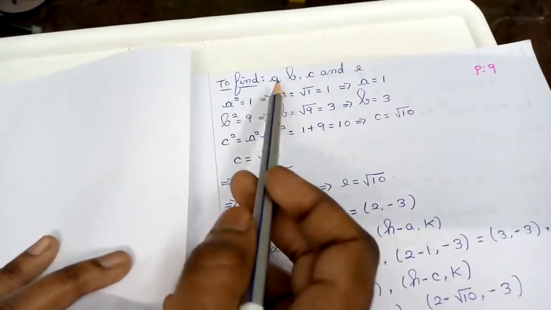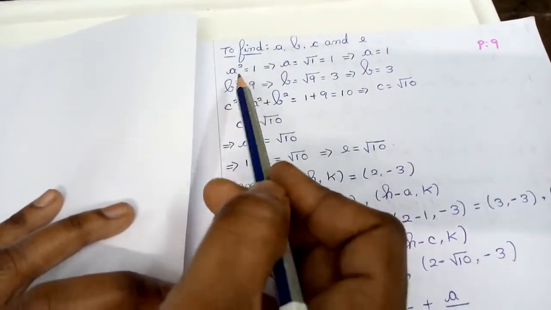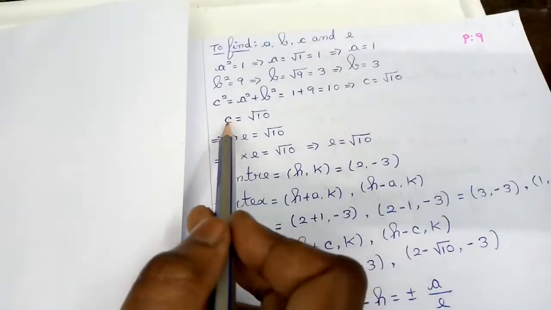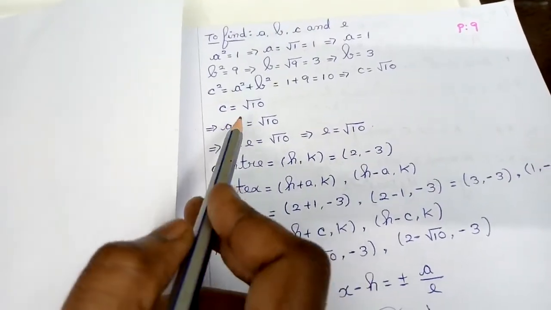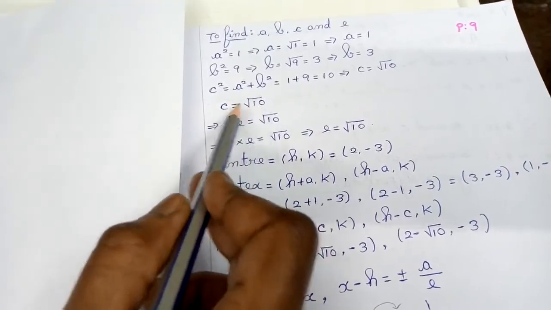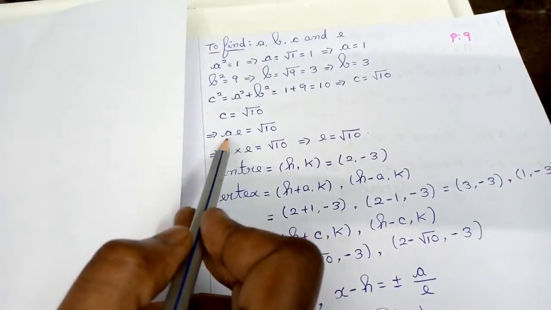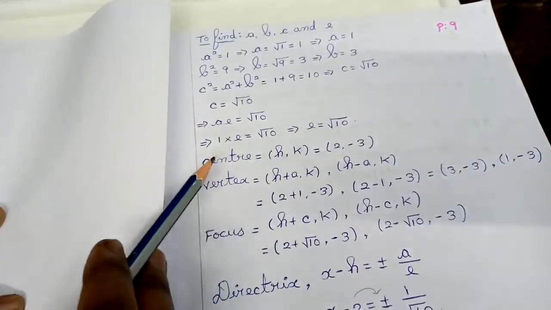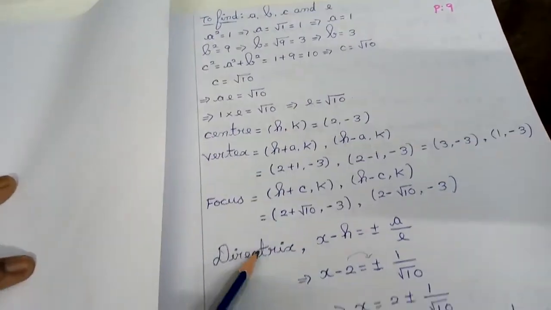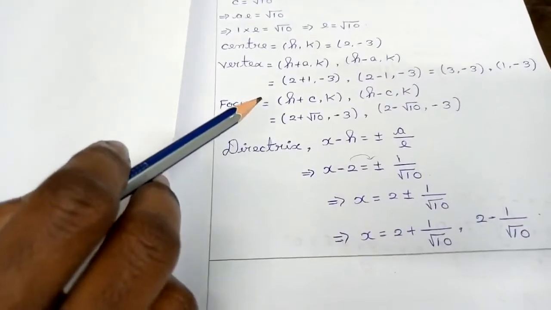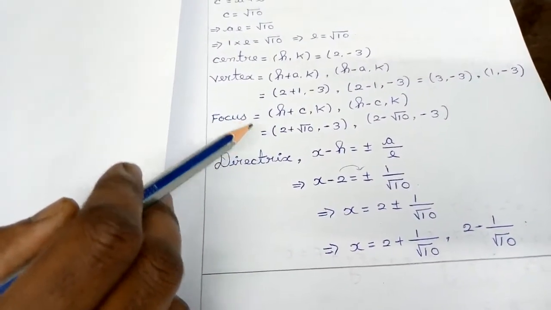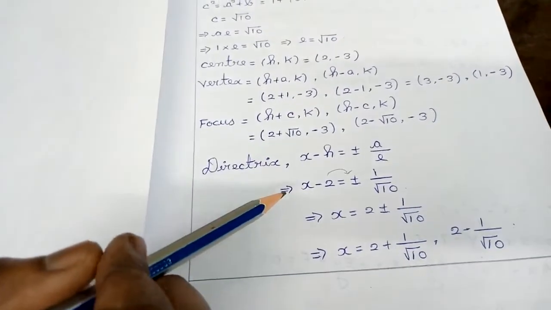So, we are going to find a, b, c and e, students. You are going to try the calculation by yourself. To find e, I am using this method, that is c equal to root 10. Instead of c, I am replacing the value as ae. Calculate, you will get the value as e equal to root 10. Center, vertex, focus, directrix: these formulas I am just taking from the table, whatever I have given you. Calculate the value, students, you will get the required answer.